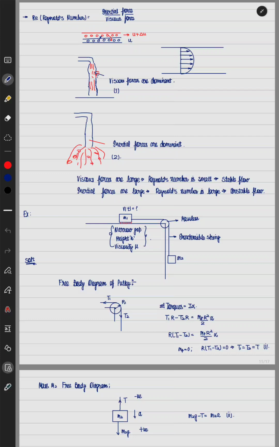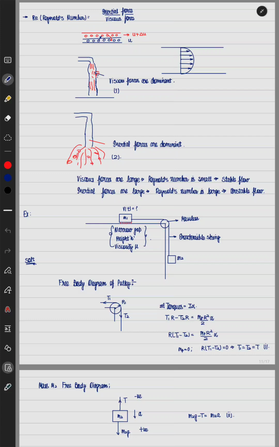Or if laminar flow is happening in some kind of field or plane, then any kind of disturbance is not going to make it chaotic, just because the viscous forces are more dominant in that flow.